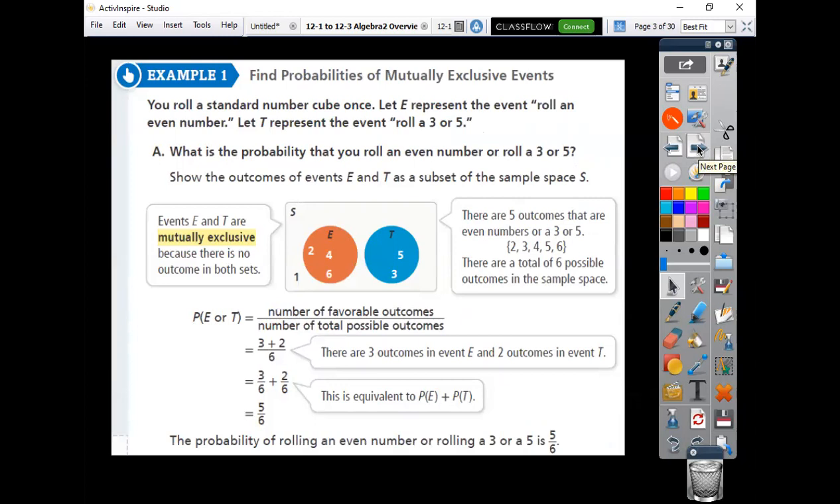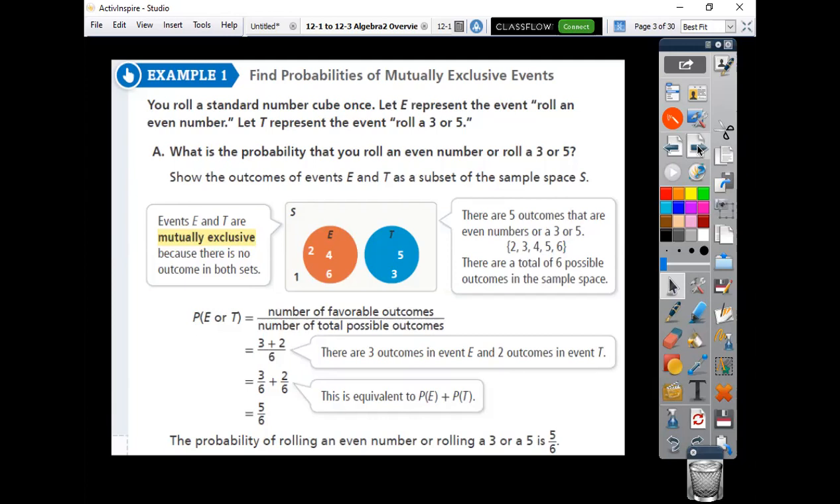Mutually exclusive here. We have two different situations. The first one says that we have a probability of getting an even number. And the second one says the probability of getting a 3 or a 5. And so those things are totally different. And then there's one other option, and that's just the 1.